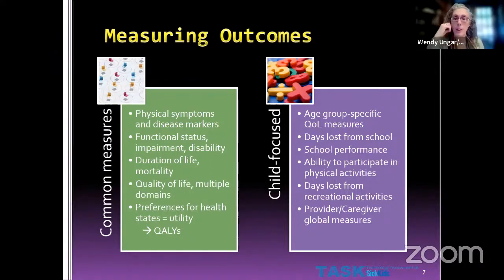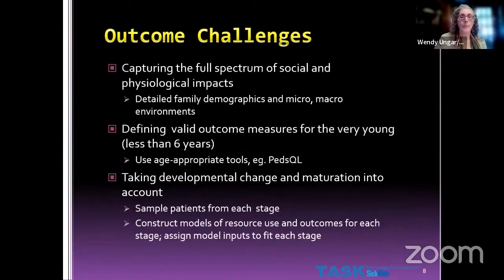Things as simple as days lost from school, school performance, academic achievement, and in some jurisdictions, we actually have population level data on school performance, particularly where there's standardized testing. So, you can be a bit imaginative and think about how we might look at child productivity and child outcomes by using some of these measures. Ability to participate in physical activities, days lost from these activities, and even measures that we administer, global measures to providers and caregivers.